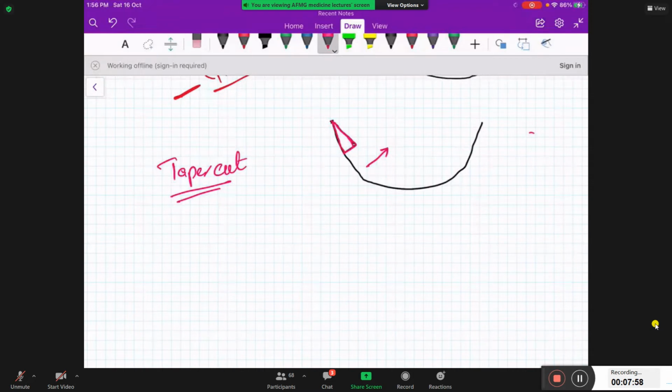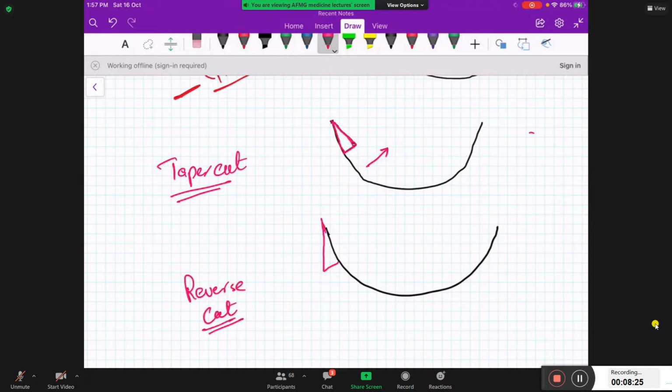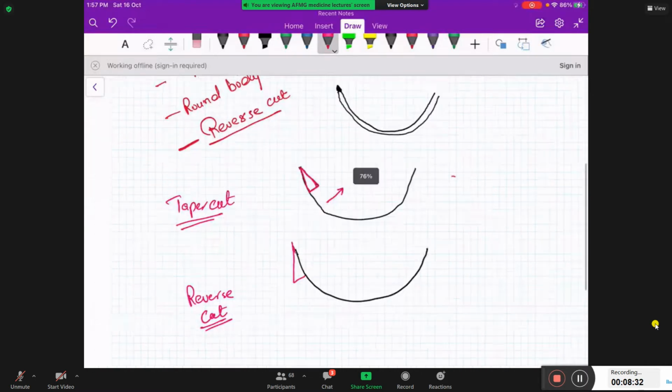The cutting prism on the inner circumference of the needle, if you find, it is a taper cut needle. And if you find a needle with a cutting prism on the outer circumference like this, it is a reverse cut needle. Now, coming on to which needle are we going to use when?